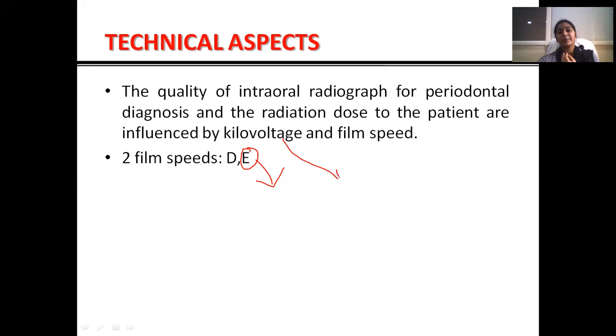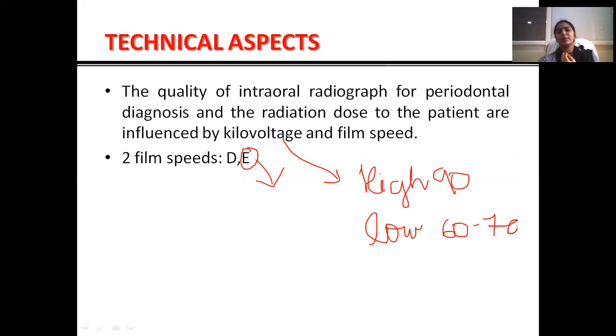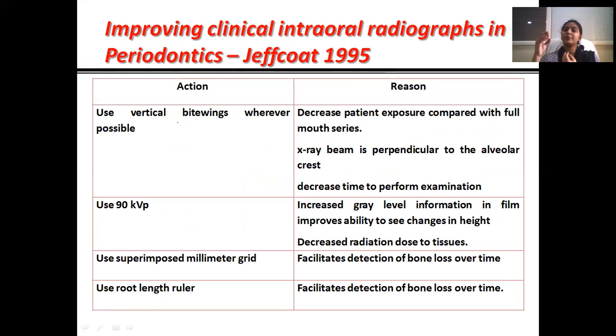And coming to kilovoltage, there will be high kilovoltage and low kilovoltage. High kilovoltage means 90 kVp, whereas low kilovoltage means 60 to 70 kVp. Low kilovoltage means there will be more absorption into the tissues, so it is harmful. Whereas with high kilovoltage, there will be less absorption into the tissues and more appreciation of the details.